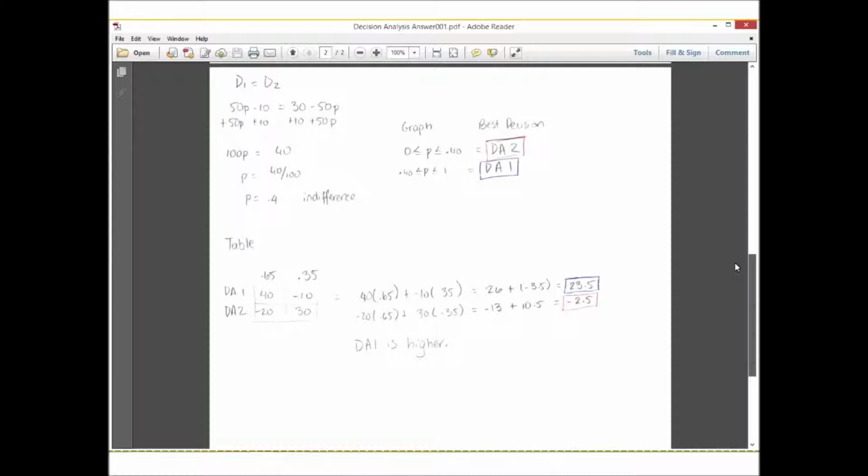Now, it could happen where they say, if P is 0.4, what decision would you make? Well, there's a reason why it's indifference. You could say, hey, we could go with D1 or D2. It doesn't matter because they both will yield the same result at 0.4.